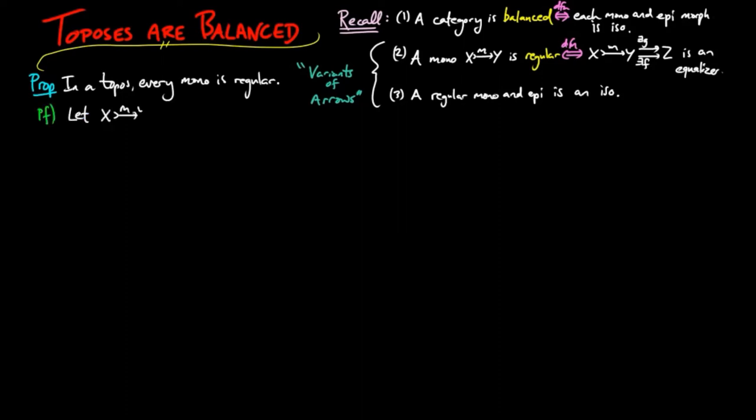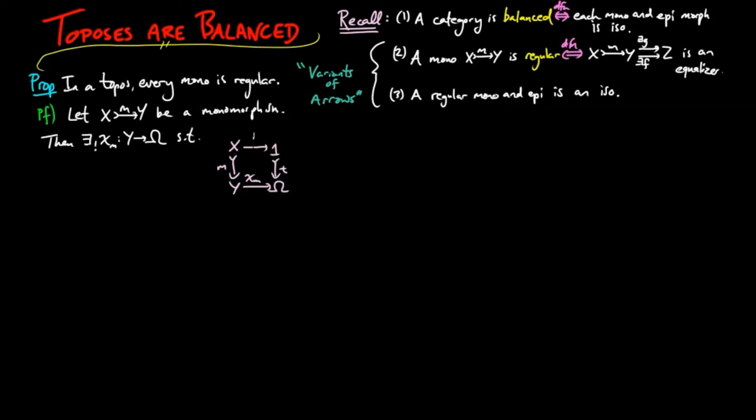So let M be a monomorphism. Then it is classified by a unique morphism, chi sub M, from Y to the subobject classifier, such that the following is a pullback diagram. We claim M is the equalizer of chi sub M and T shriek sub Y.